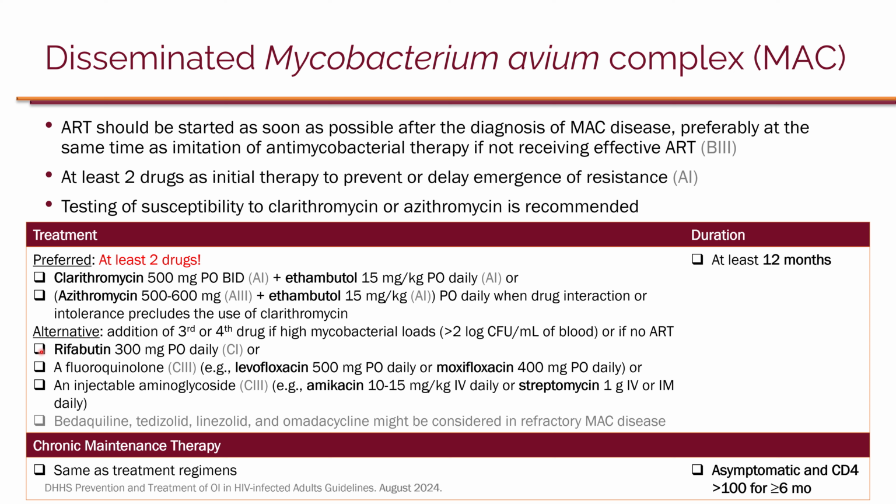Alternatively, a third or a fourth agent can be added to this combination of macrolide and ethambutol. Many patients, especially if the patient has more severe infections, as well as if there are high mycobacterial loads, or if the patient is not on ART, rifabutin can be added to that backbone of macrolide and ethambutol.